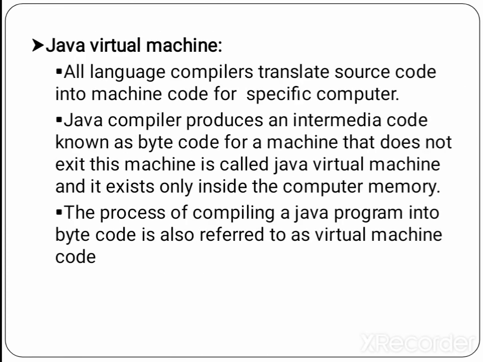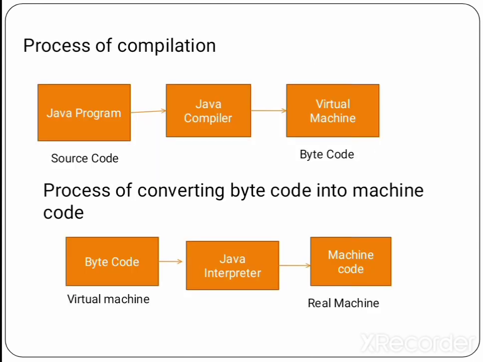Java Virtual Machine. All language compilers translate source code into machine code for specific computer. Java compiler produces an intermediate code known as bytecode for a machine that does not exist. This machine is called Java Virtual Machine and it exists only inside the computer memory. The process of compiling a Java program into bytecode is also referred to as virtual machine code.